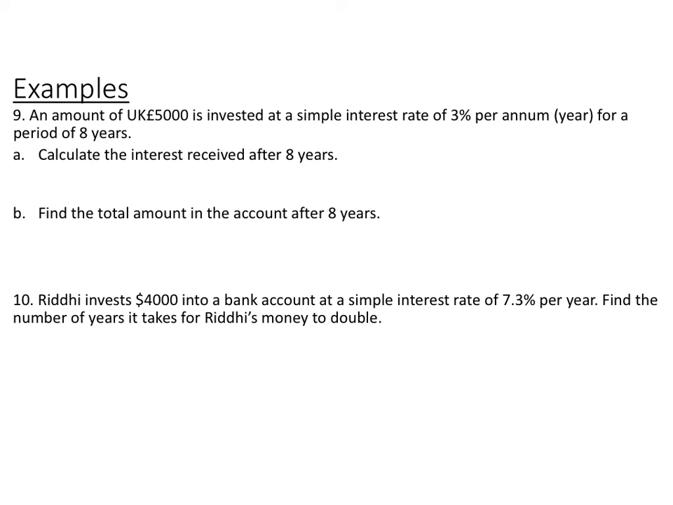So this first example says that an amount of 5,000 UK pounds is invested at a simple interest rate of 3% per annum, which means per year, for a period of 8 years. So calculate the interest received after the 8 years and find the total amount in the account after 8 years. So you have the interest, which is what you're earning, and then how much total is actually in the account at the end of the 8 years.